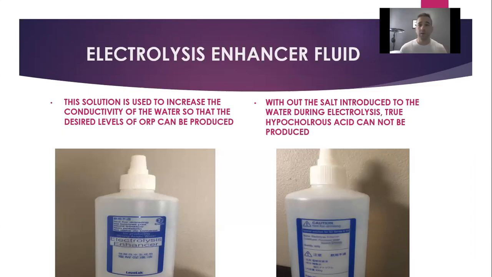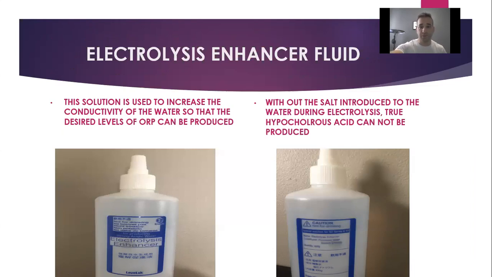The reason for the electrolysis enhancer fluid is to enhance the conductivity of the water so that you can produce these desired levels of the ORP. So in other words, without the salt water, you can't make hypochlorous acid. You can make 2.5 acid water, but you can't make hypochlorous acid. Without the salt introduced to the water during electrolysis, true hypochlorous acid cannot be produced.